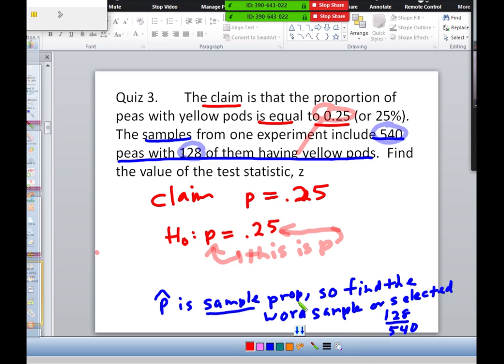From the sample, because remember P hat is your sample, or X bar is your sample, find the word sample, or an equivalent for sample. It might be selected, or chosen, or something like that. Then in a survey of, those are all going to be your P hats.